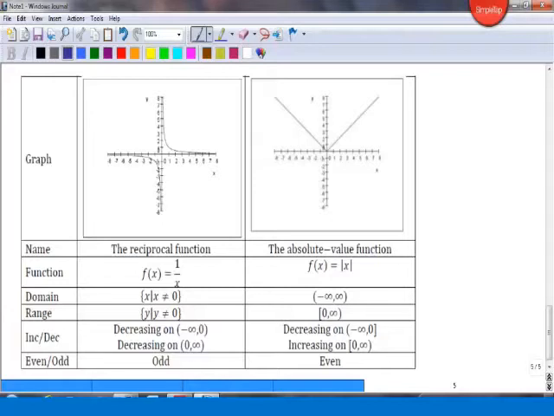Perhaps the simplest non-trivial example of a rational function, and we'll revisit this when we get to that section, is 1 over x. It's the function that takes a number and gives you the reciprocal of that number. Now, can't do this with 0. 1 divided by 0 is what? It's undefined.